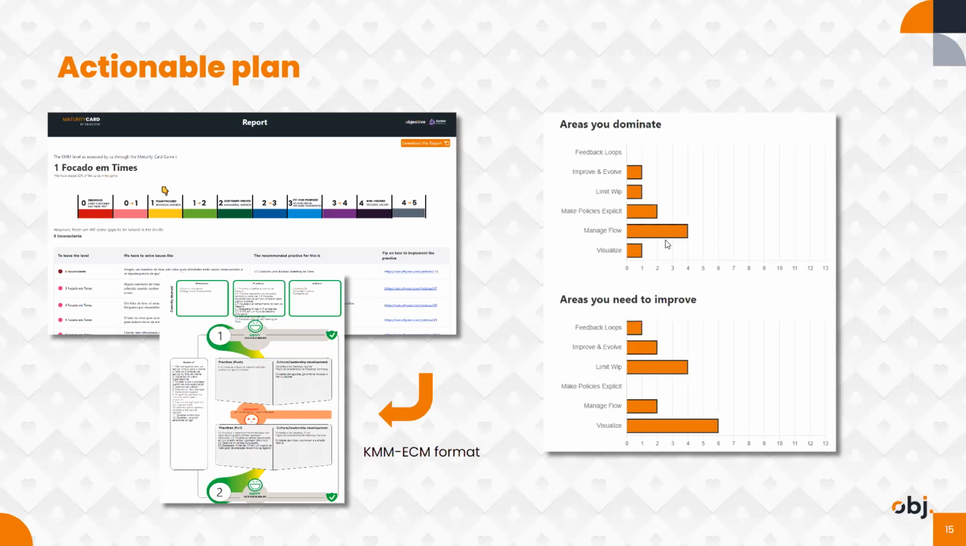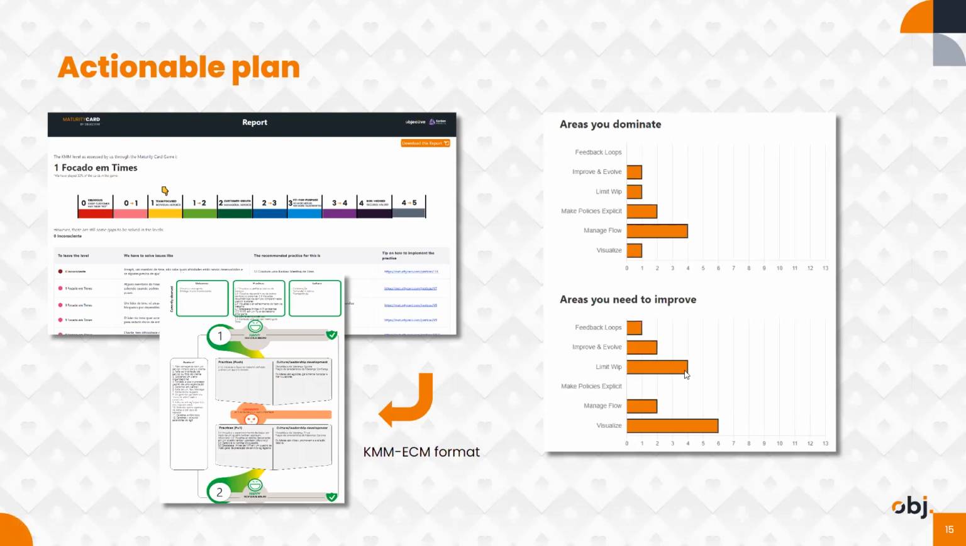They have some good practice about manage flow, but they don't have any cards discarded about feedback loops. So it means that probably they need to act with some practice in this dimension, right?